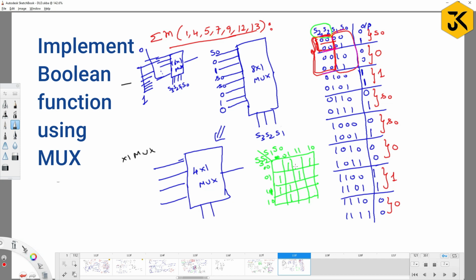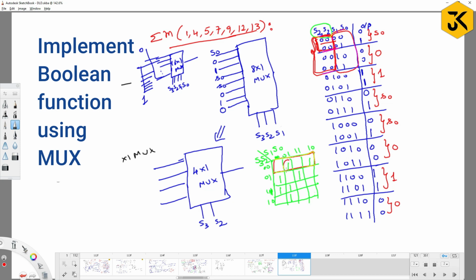Guys, you know already what are these inputs? These inputs are S3, S2. As these inputs are S3, S2, we have to take only these two cases. If I am going to take these two cases, what is going to happen? You will get the values, right?